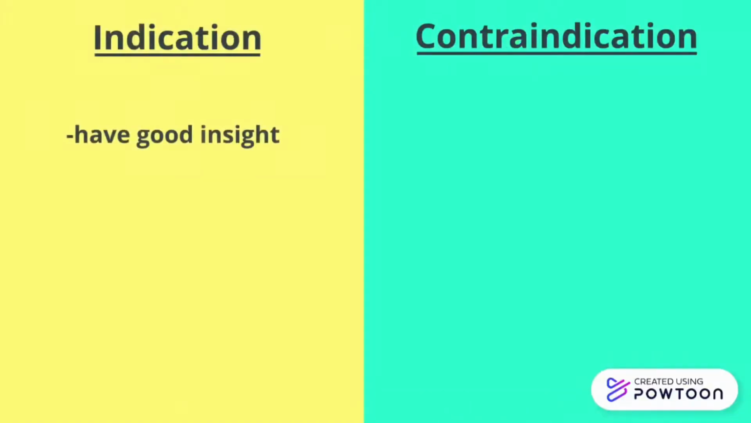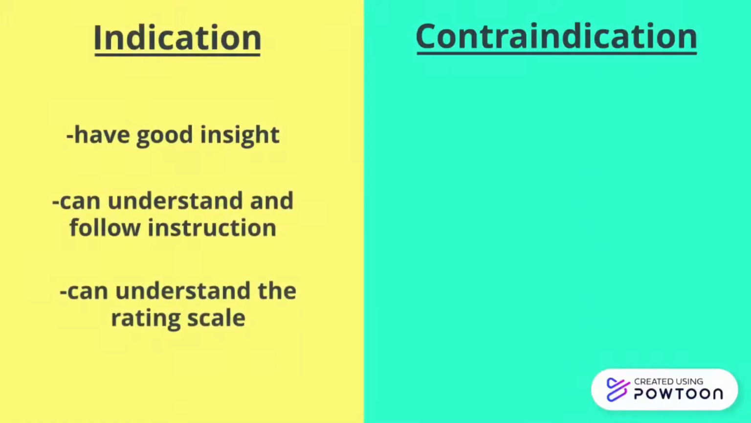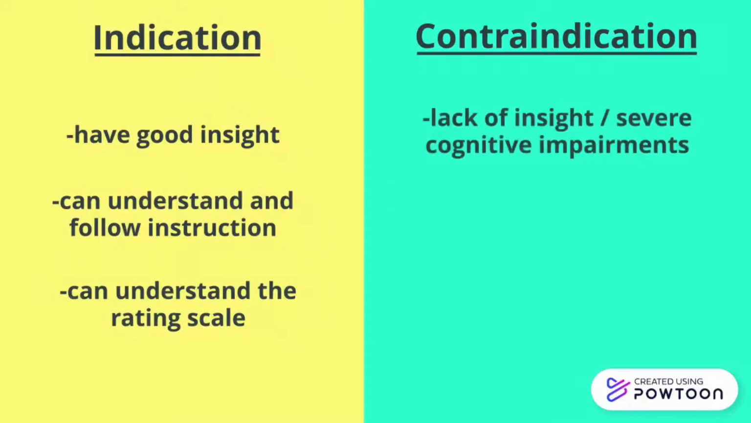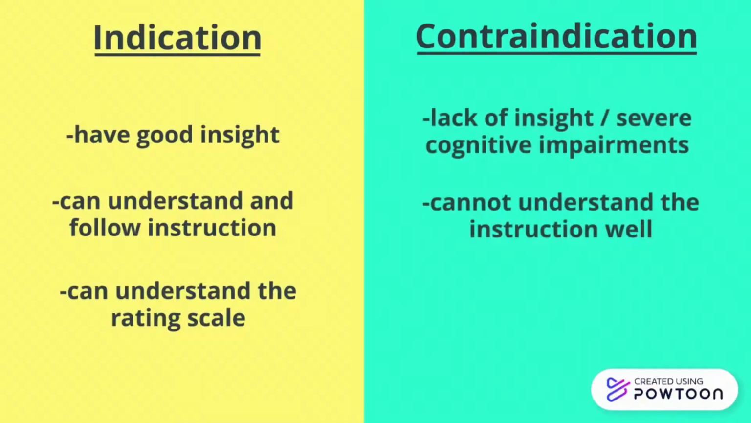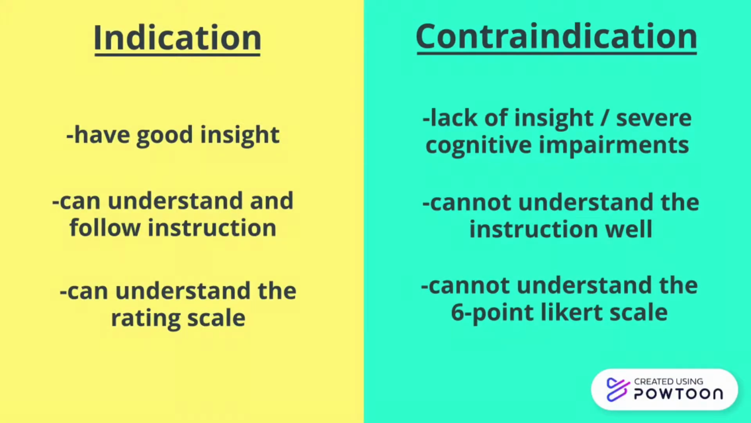Indication and contraindication. Patients must have good insight, can understand and follow instructions, and can understand the rating scale. For contraindication: lack of insight, severe cognitive impairment, cannot understand the instructions well, and cannot understand the 6-point Likert scale.